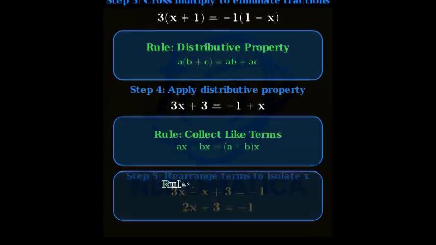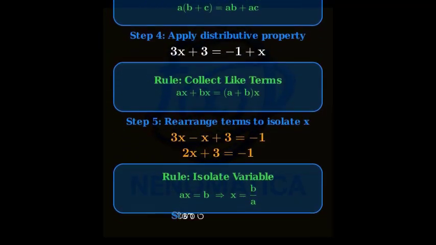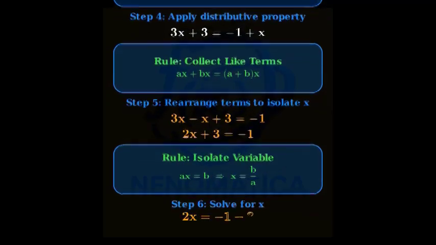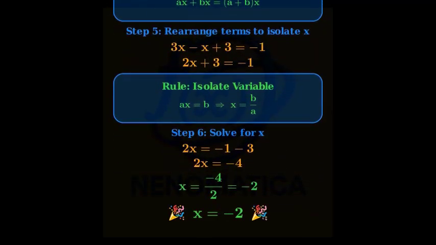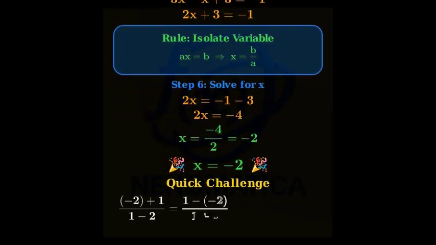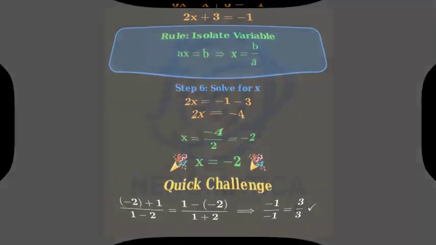Step 6. Isolate the variable. Subtract 3 from both sides, then divide by 2. Great work! The solution is x equals negative 2. Quick challenge. Verify by substituting x equals negative 2 and y equals 1 back into the original ratio.